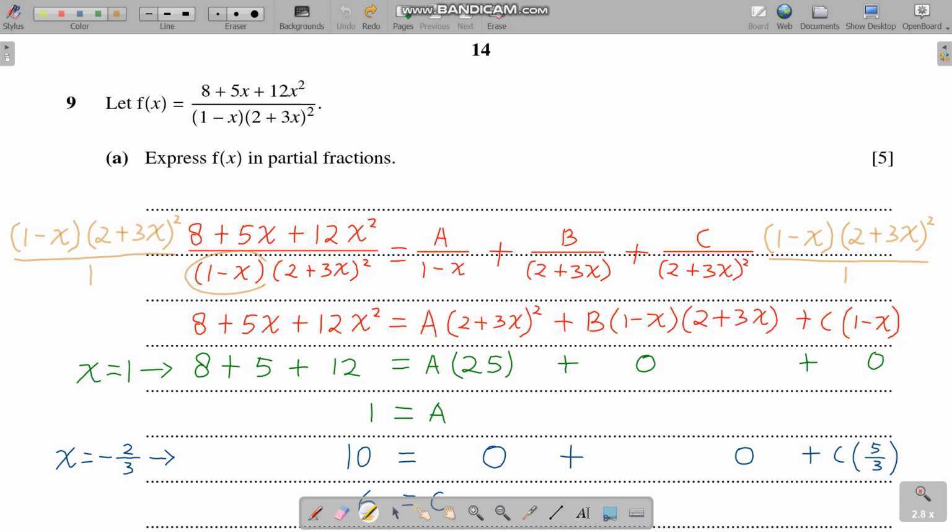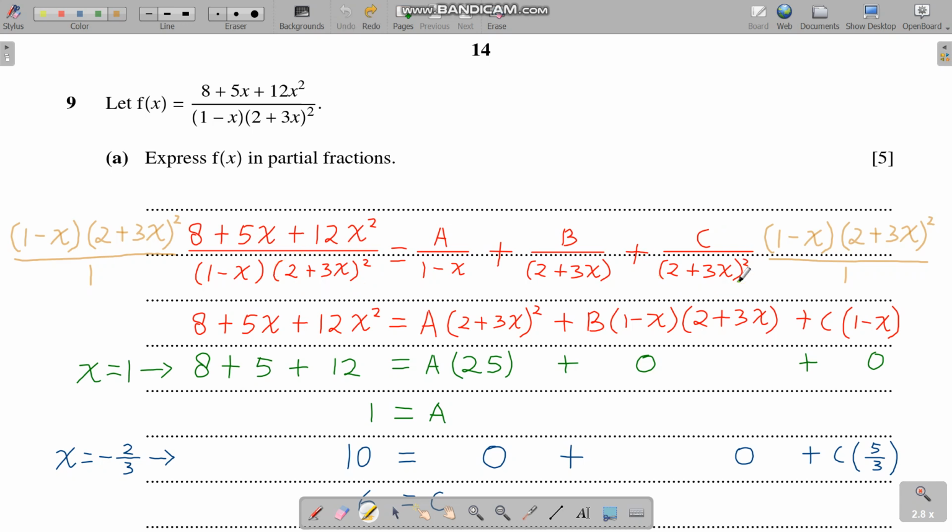Now we need to identify the forms we have to use. Because of the simple distinct linear factor, we use this form, a constant divided by the factor, and for this repeated linear factor, we have to use these two terms: a constant divided by 2 plus 3x, and a constant divided by 2 plus 3x squared.